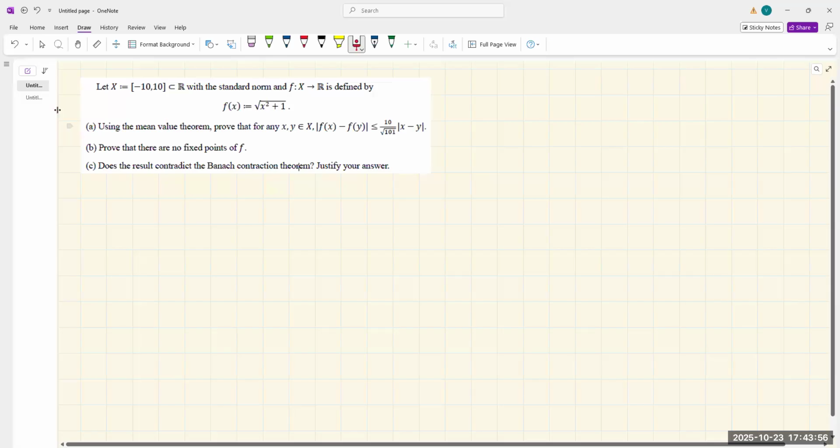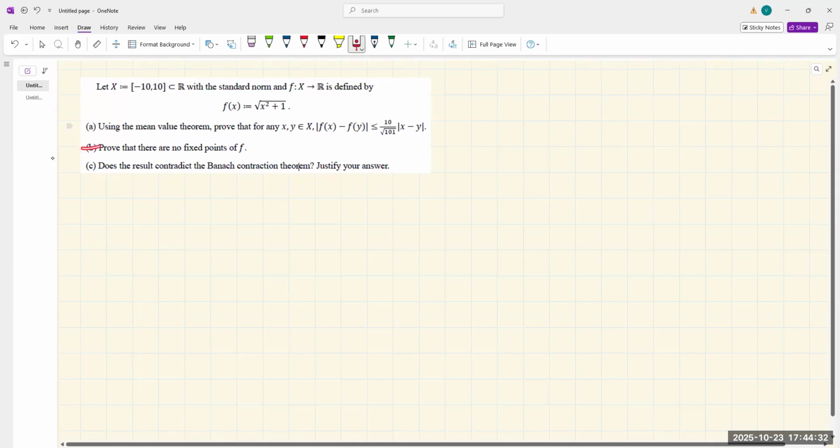So the first one is, using the mean value theorem, we want to prove that for any 2 points in X, the modulus of f of x minus f of y is less than or equal to this constant multiplied by modulus of x minus y. In other words, if you recognize this, this is the Lipschitz condition, or f will be uniformly continuous, if you could show this.